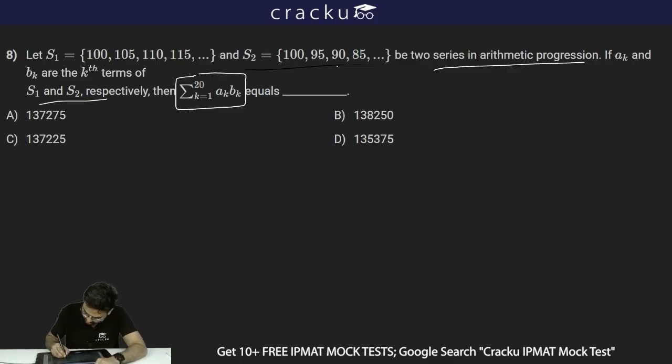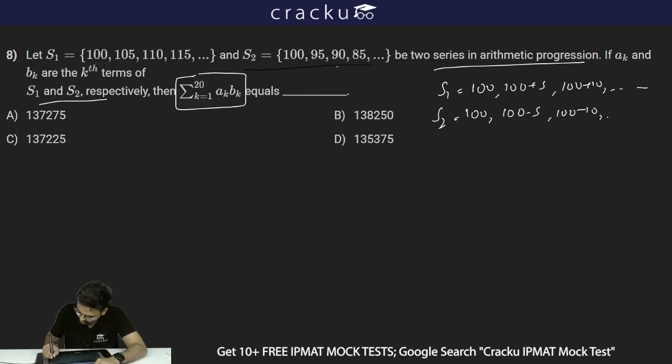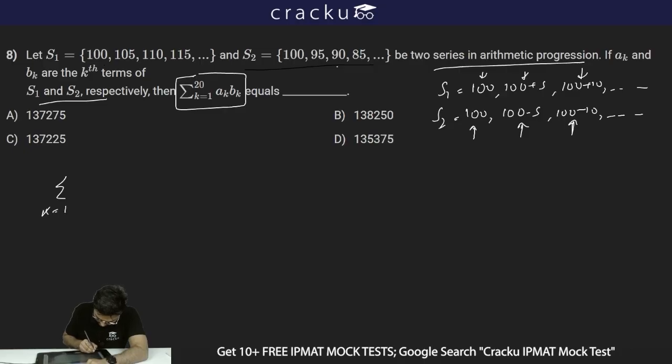Okay. So S1 term is something like 100, then 100 plus 5, then 100 plus 10, and so on. S2 term is 100, 100 minus 5, 100 minus 10, and continuing. Now these are two series in arithmetic progression. So this will be my A1 and B1, this will be A2 and B2, this will be A3 and B3. I have to find the sum from K equal to 1 to 20 of AK into BK.